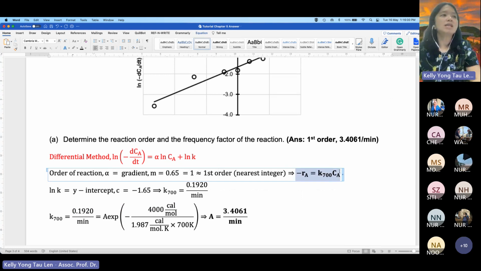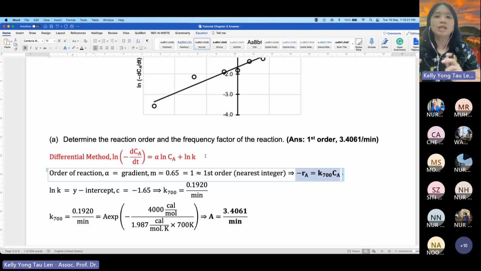Therefore, your rate law, minus rA equals k CA. And since saya dah tahu suhu dia pada 700 tindak balas saya, so I put it as k700. So saya tahu that k yang saya kira nanti atau yang saya akan guna nanti adalah pada suhu 700. Okay, done. Next part.